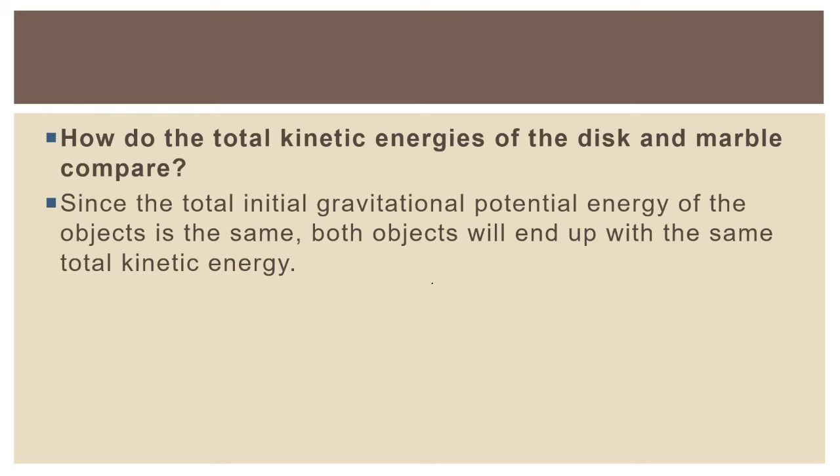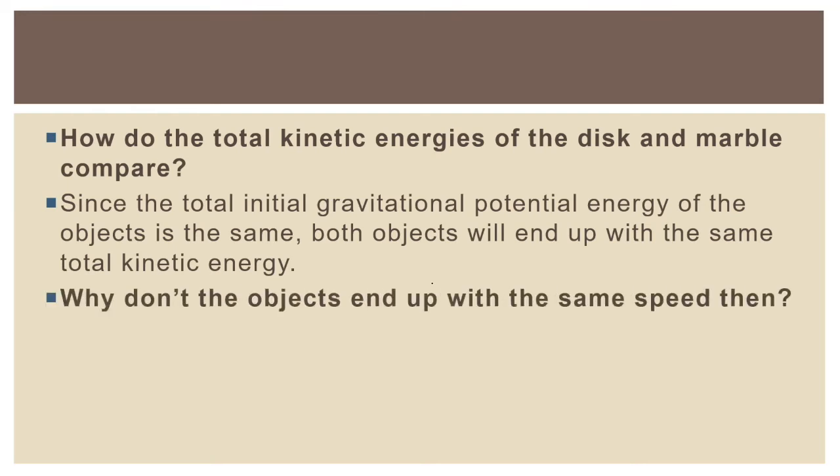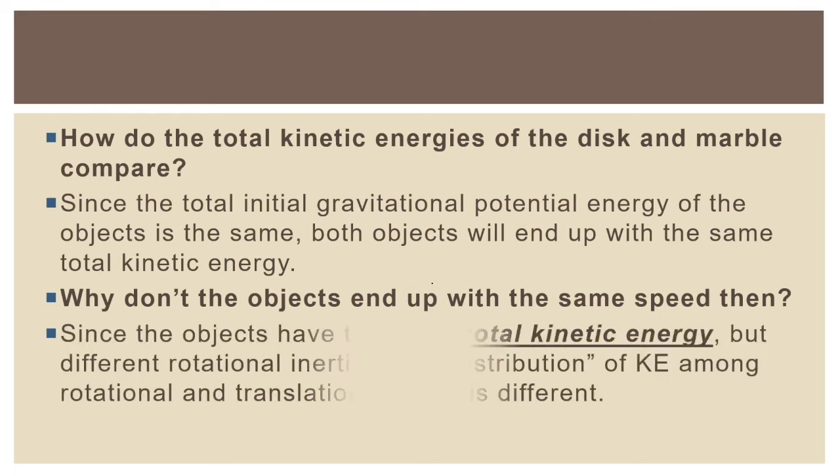And so a clear question is, well, wait a second. If the objects have the same total kinetic energy, then why don't they end up with the same final speed? It's a weird question. But we can figure it out if you just take a look at the equations. Since the objects have the same total kinetic energy but have different rotational inertias, the distribution of kinetic energy among the rotational and translational forms is different. Take a second to pause this video here and write that down. And when you hit play, we'll move on.